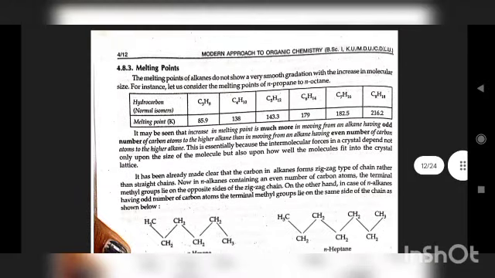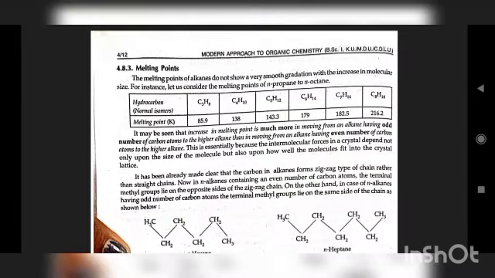Melting points. The melting points of alkanes do not show a very smooth gradation with the increase in molecular size. For instance, let us consider the melting points of n-propane to n-octane. It may be seen that the increase in melting point is much more in moving from an alkane having an odd number of carbon atoms to the higher alkanes than in moving from an alkane having an even number of carbon atoms to the higher ones.